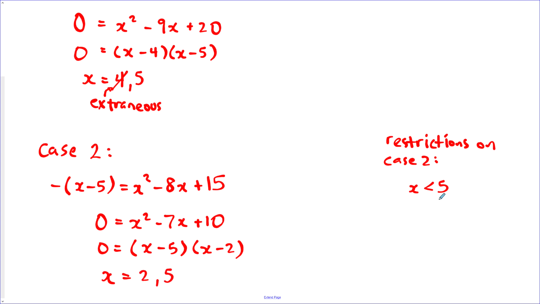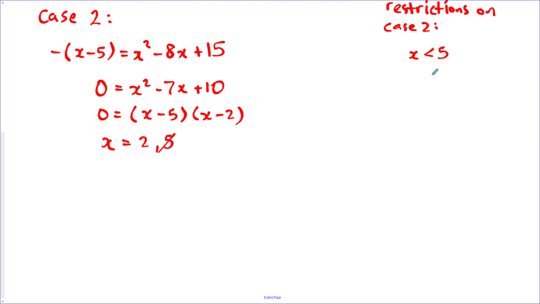Now I look at my restrictions. x needs to be less than 5, and 5 isn't less than 5. This one's a bit tricky because 5 was a solution in the first case, but it's actually extraneous in this case because it doesn't meet our restrictions. So this one here is extraneous, and the 2 is good. So just to be clear for this question, x is equal to 2 and 5 are final solutions.